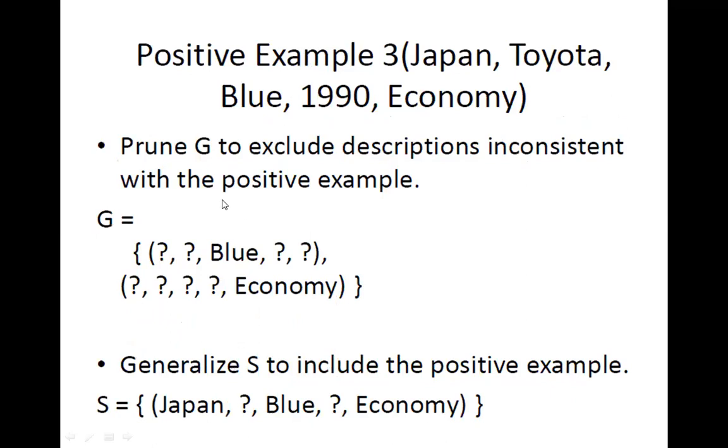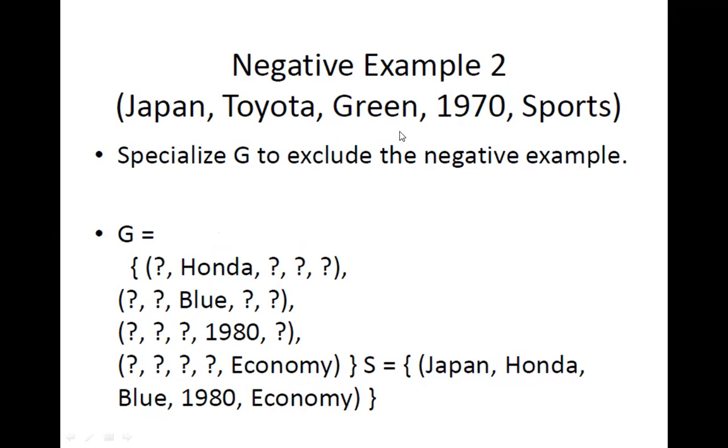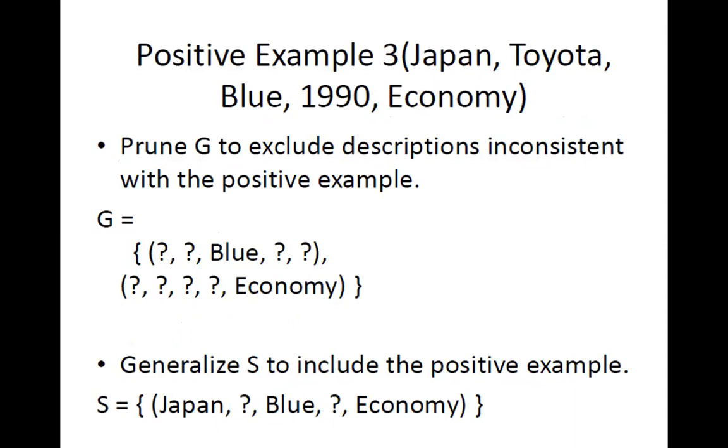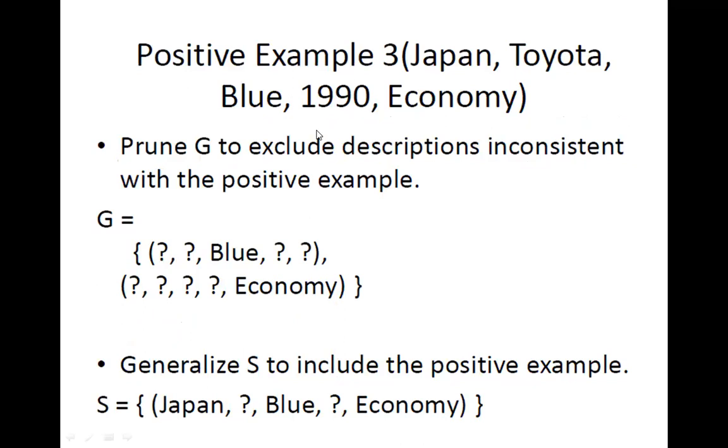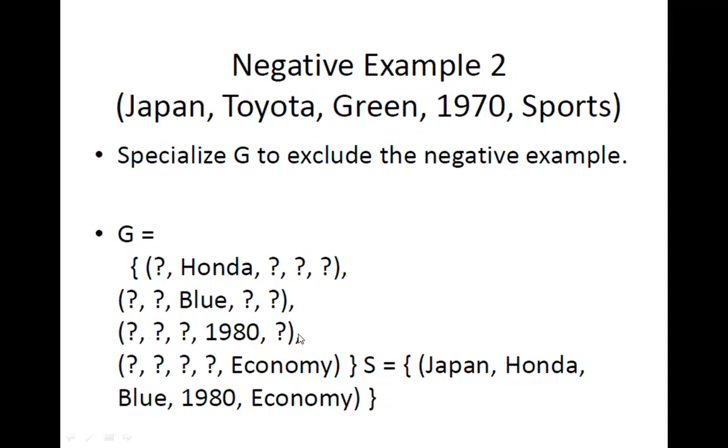And third positive example. Whenever you are in a positive example, the S hypothesis will change. Japan, question mark, blue, question mark, economy. The hypothesis has changed like this. G will change, see, there are two inconsistent hypotheses here. Okay, here we are saying that color has to be blue. Okay, model has to be 1980. We are saying that it is compulsory, which is inconsistent with the third example. So we'll remove this hypothesis.